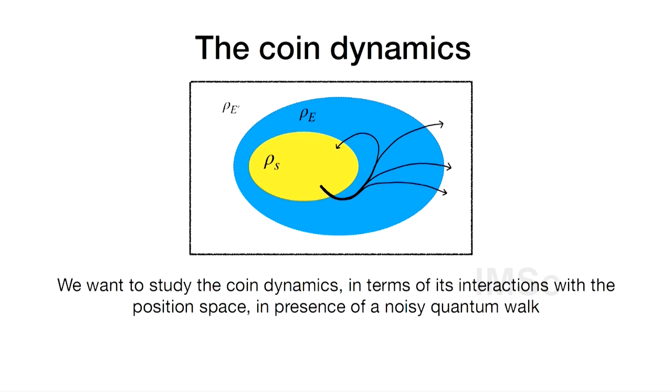So what do we do once we have a metric like this? Our system, as we initially talked about, consists of a position degree of freedom and a coin degree of freedom, right? And we are concerned with scenarios where the walk as a whole is interacting with the environment. And we want to find out how the coin and position interaction is changing due to this noise that the whole walk is experiencing. Because the coin space is small, we can study it easily using numerical techniques.